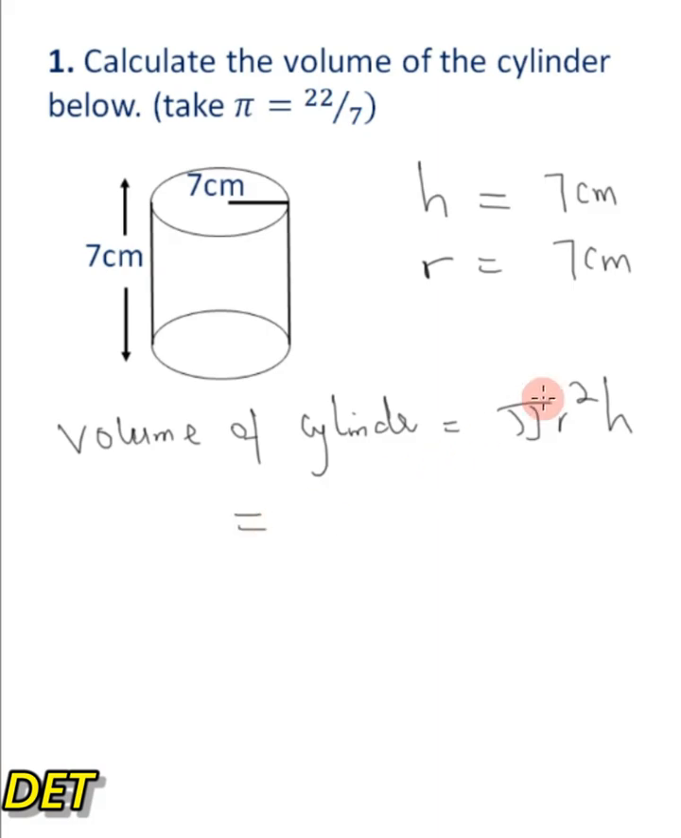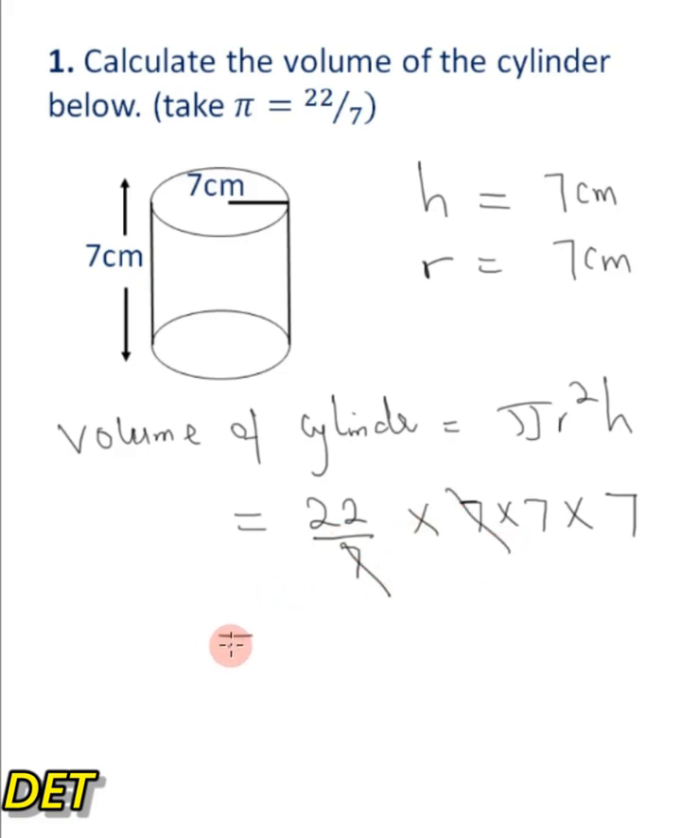So this will be equal to, my pi is what? 22/7. So that's 22/7 times r squared. My r is what? 7 centimeters, which is the radius. So r squared is r times r, so that will be 7 times 7, right? So that's 7 times 7 times the h, which is the height. The height is 7 centimeters. Alright, so this 7 here will cancel out the 7 here.